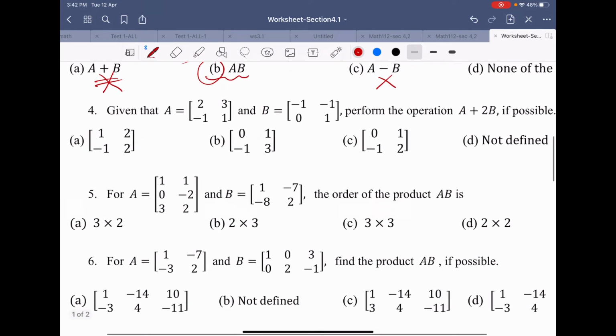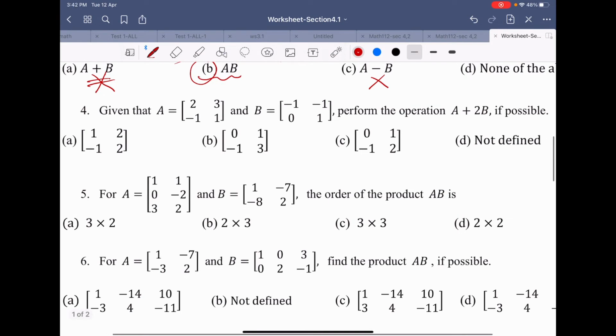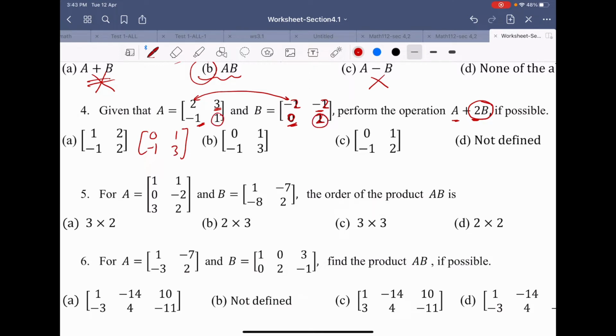Given that A equals and B equals, perform the operation A plus 2B. First, we have to find 2B. So this would be negative 2 and negative 2 and 0 and 2. Then I will add this matrix with the matrix A, adding each element with the element that it corresponds to. So 2 minus 2 equals 0. Then 3 with negative 2 is 1. Then negative 1 with 0, which is negative 1. Then 1 with 2, which is 3. So the answer is B.